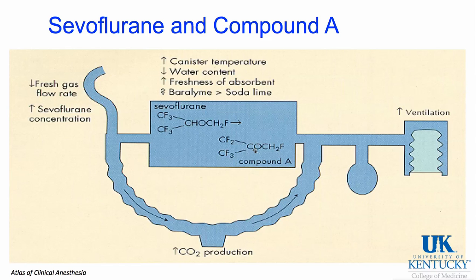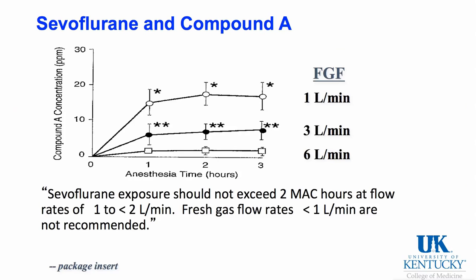That compound A can occur if you have low fresh gas flows, usually we keep it at 2 liters or more, high sevoflurane concentrations over long periods of time, in a low water content CO2 absorber, and baralyme was a worse actor than soda lime historically, then you could get compound A formation. Who cares? What if compound A is formed? Well, in rats who have an enzyme called lyase, they had renal dysfunction, killed their kidneys basically.